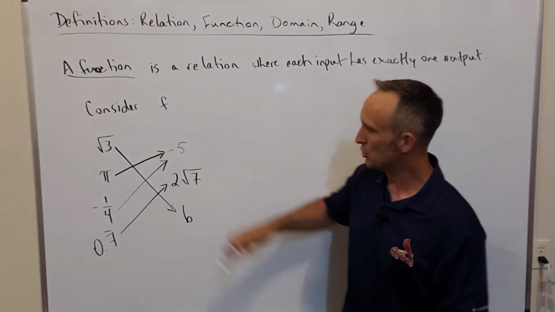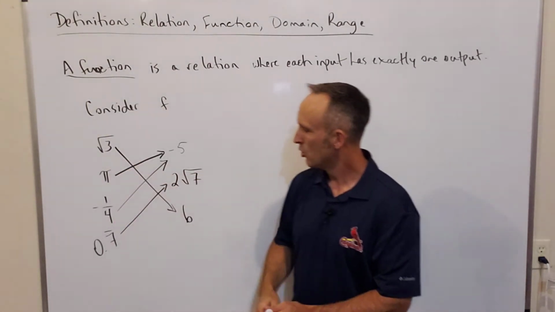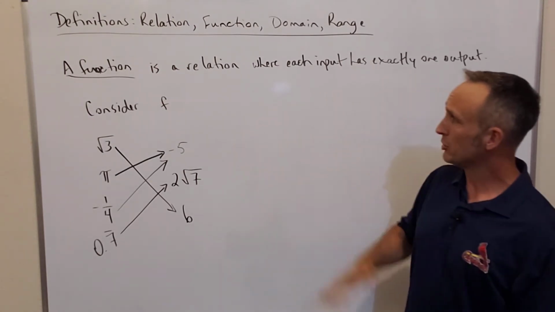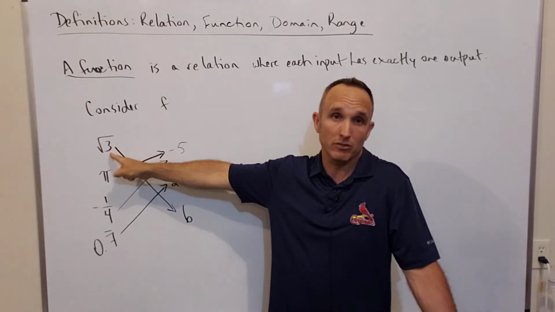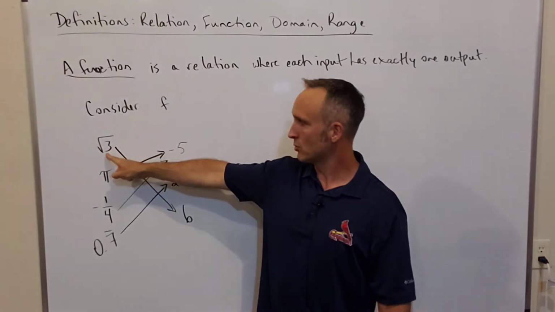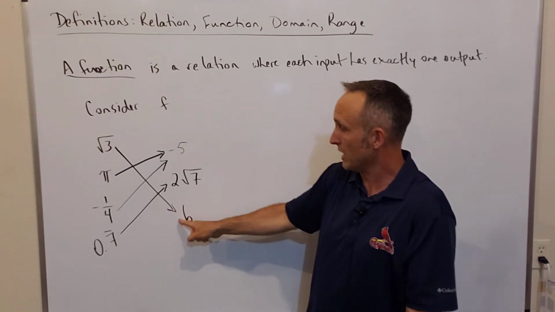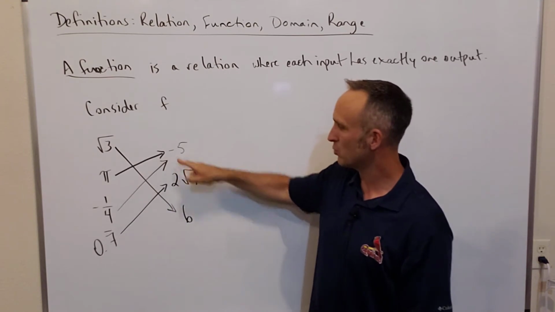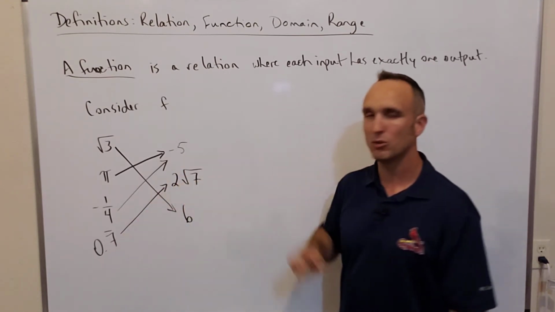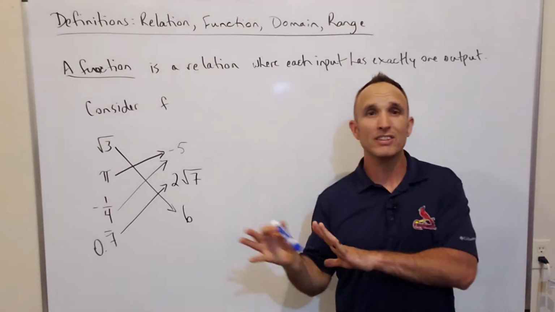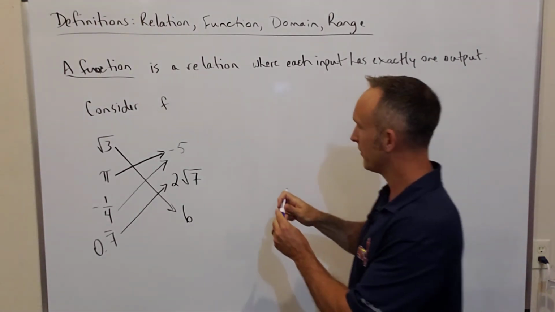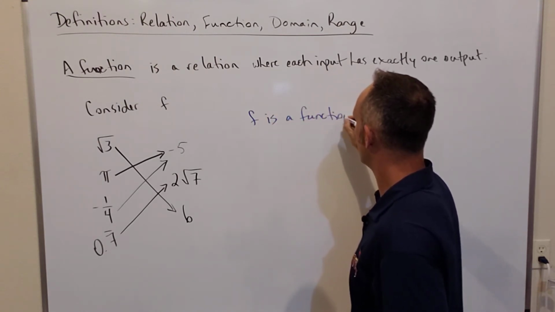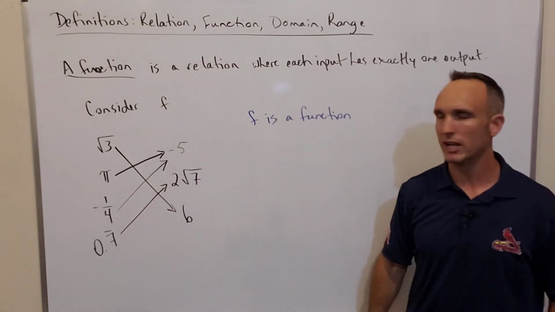So the way to do this is you look at your inputs. How do I know these are the inputs? Well, they're pointing at the outputs. So these guys are my outputs, okay? So how do I determine if it's a function? Well, I analyze each input one by one. How many outputs does the square root of 3 have? Well, it only has one output, 6. Pi only has one output. -1/4 only has one output. And 0.7 repeating also only has one output, right? So all of the inputs have one output. So f is a function. This relation f is a function. All of those inputs have exactly one output, okay?